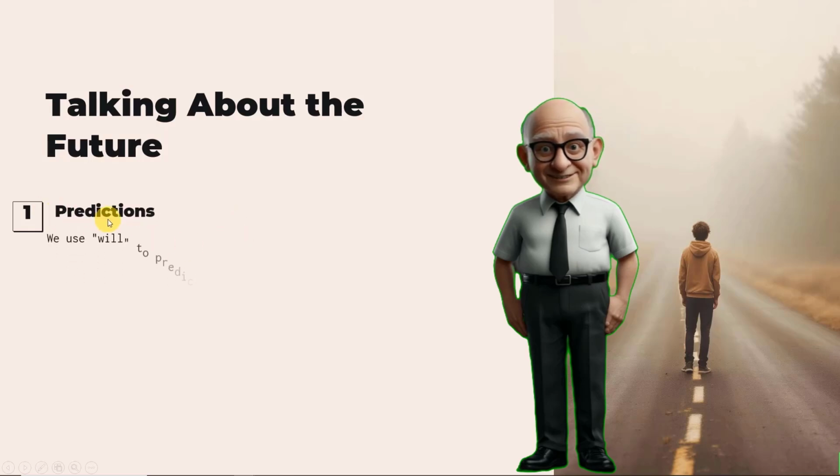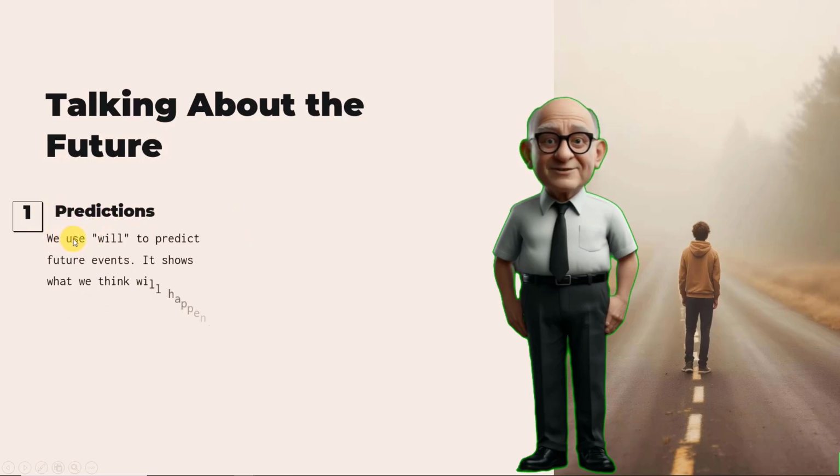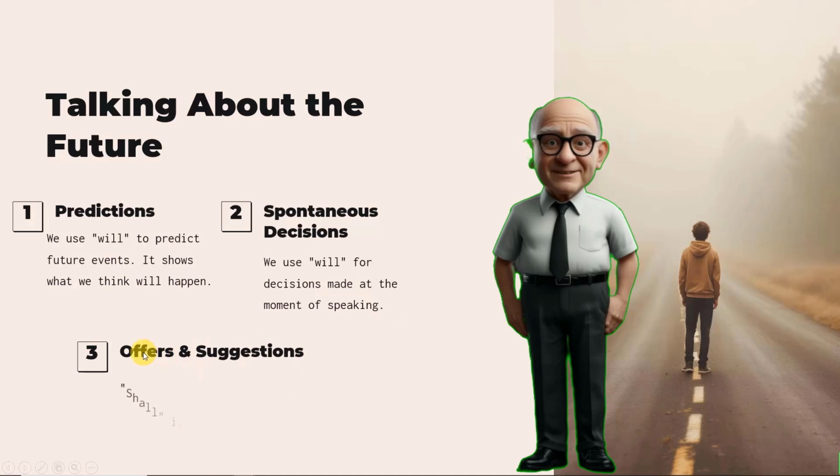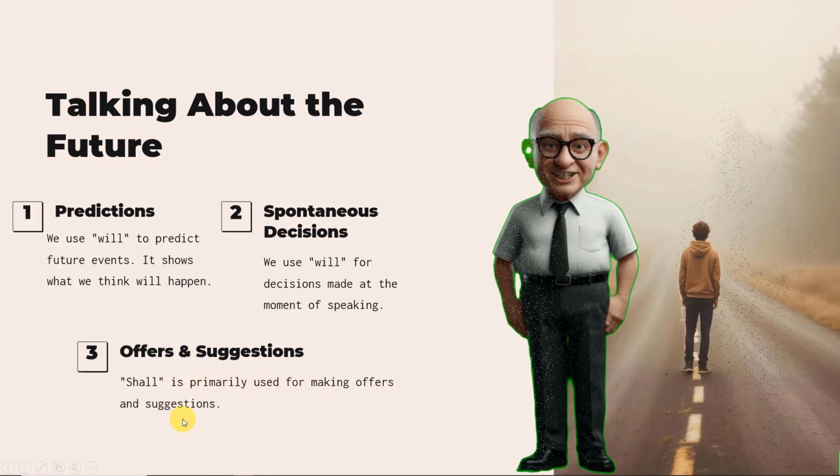Firstly, predictions. We use will to predict future events. It shows what we think will happen. Secondly, spontaneous decisions. We use will for the decisions made at the moment of speaking. And thirdly, offers and suggestions. Shall is primarily used for making offers and suggestions.